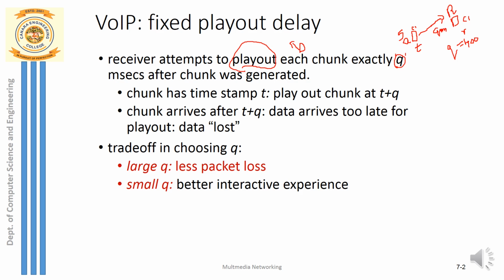So this delay can be a maximum of 400 milliseconds. If it is greater than 400 milliseconds, then the receiver will experience disturbance. If the delay is less than 400 milliseconds, then the receiver can accept that chunk and continue his playout without any disturbance. Now this Q can be defined as R minus T.